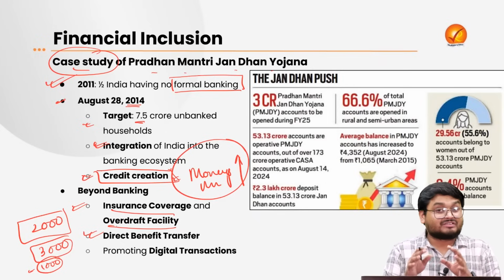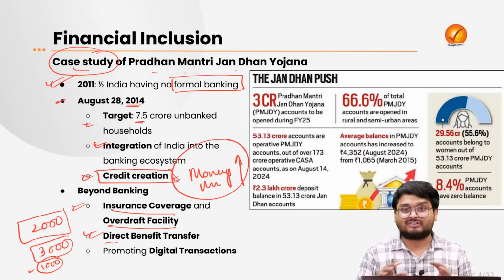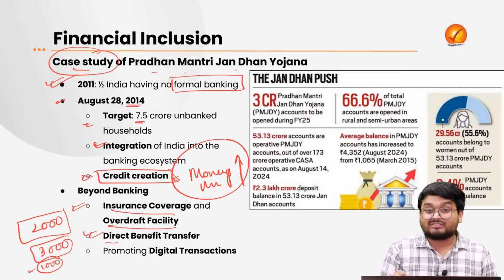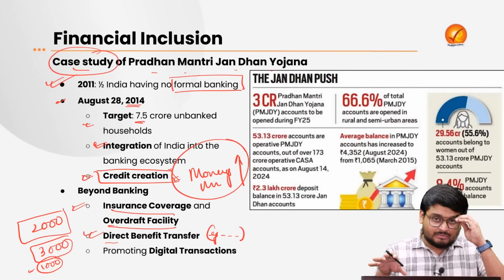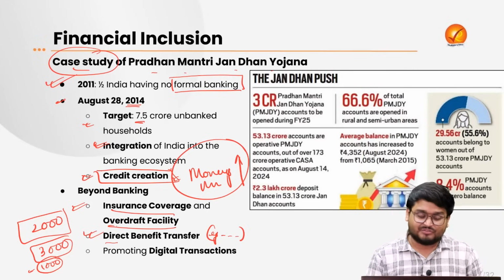And here, Jan Dhan accounts are also linked with the various direct benefit transfers in the country. Now, can you in the comment section give me two, three examples of schemes which take the help of direct benefit transfer? These particular government schemes help people get the money in their bank accounts directly.